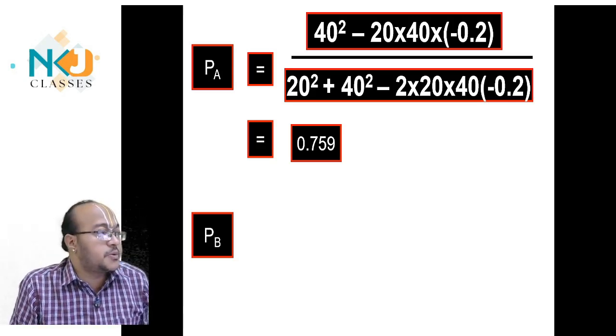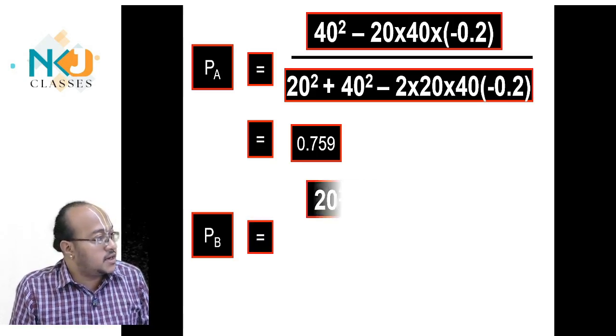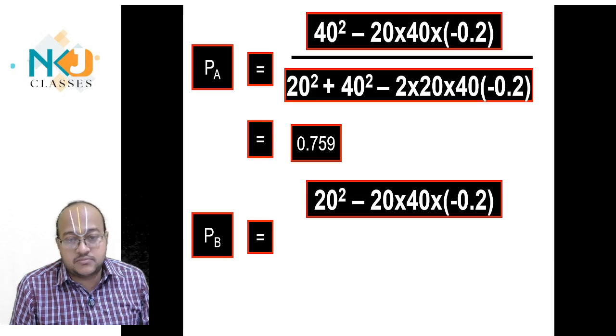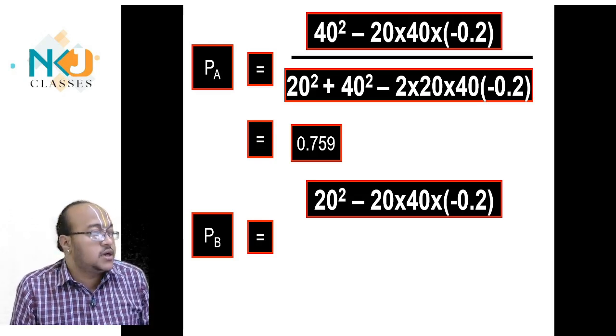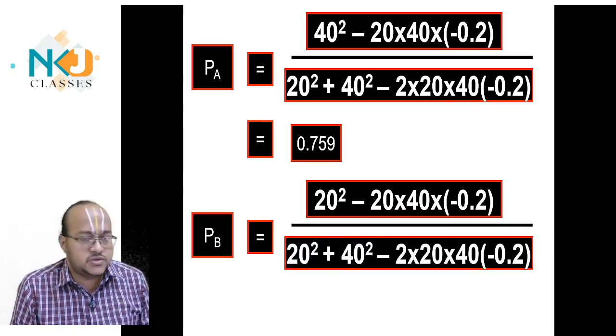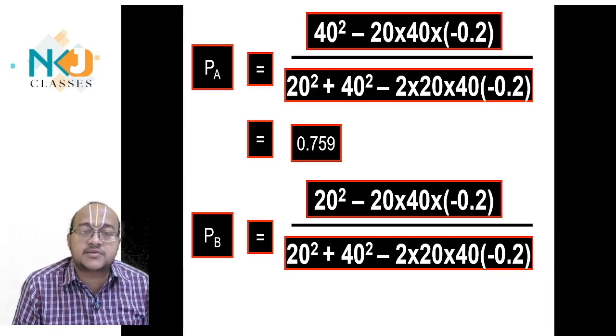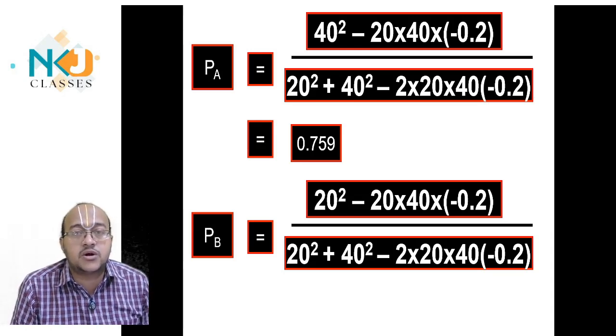Okay, how to compute proportion of B? Formula you should tell. Sigma A square minus sigma A into sigma B into correlation of A and B, the whole divided by sigma A square plus sigma B square minus 2 into sigma A sigma B correlation of A and B.